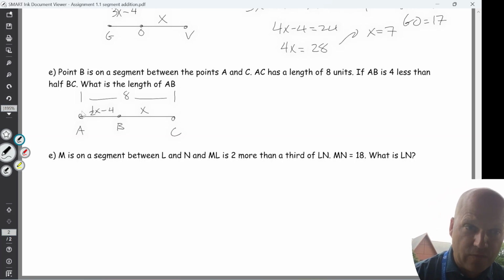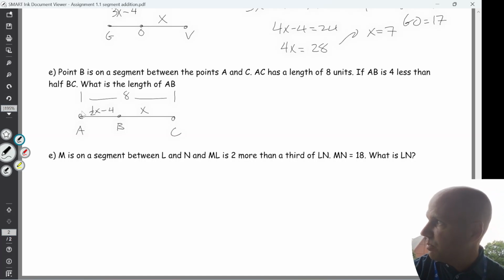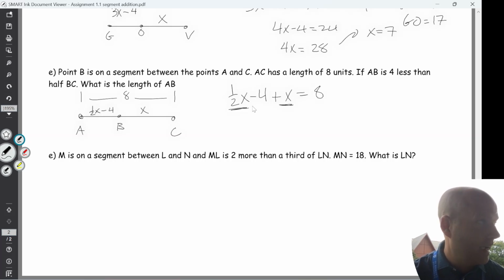can be an expression for AB, 1/2 x minus 4, and BC can just be represented by x. And now I have an equation that I can set up and solve. 1/2 x minus 4 plus x is 8. 1/2 of an x plus an entire x is 1.5 x's. I'll write it as 3/2 x's. 1 plus 1/2, this is 2/2 of an x plus 1/2 of an x. 3/2 of an x minus 4 equals 8.